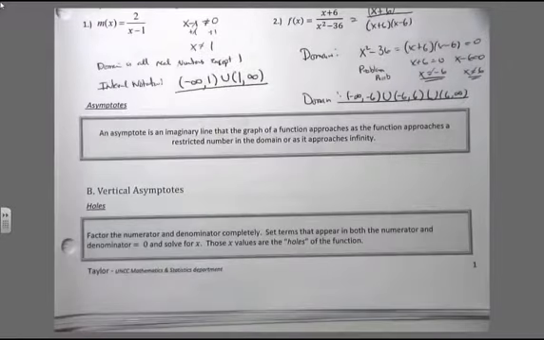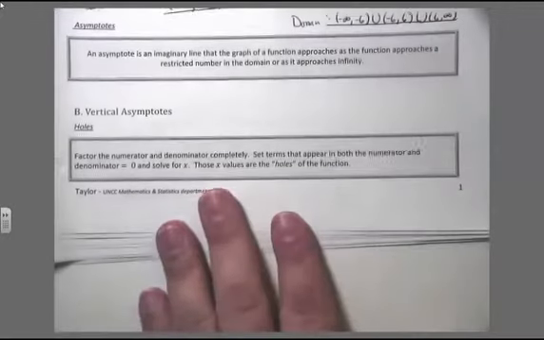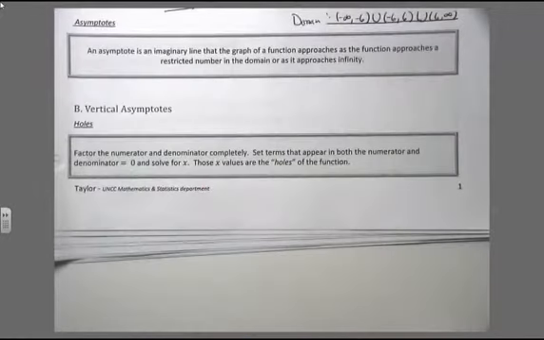Asymptotes. An asymptote is an imaginary line that a graph of a function approaches as the function approaches a restricted number in the domain or as it approaches infinity. It could be positive infinity or negative infinity. Vertical asymptotes. Holes. Factor the numerator and the denominator completely. They appear if both the numerator and denominator equal 0, and solve. Those values of x are the holes of the function.